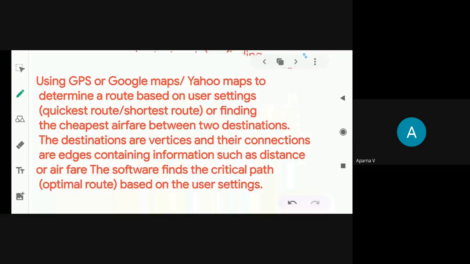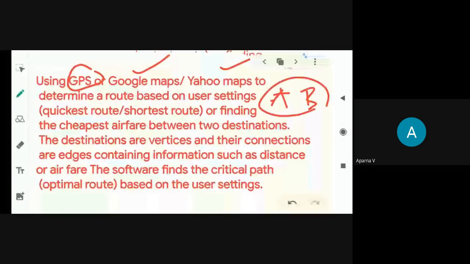Nobody is traveling in today's COVID world. Of course, we will be staying at home, but we are fond of traveling. While you travel, you might have used the global positioning system, Google Maps, or Yahoo Maps to determine a route based on user settings. Suppose you are traveling from a point A to a point B, you will be searching how long it will take, what will be the time for reaching A to B, the shortest route, etc. For finding the cheapest.